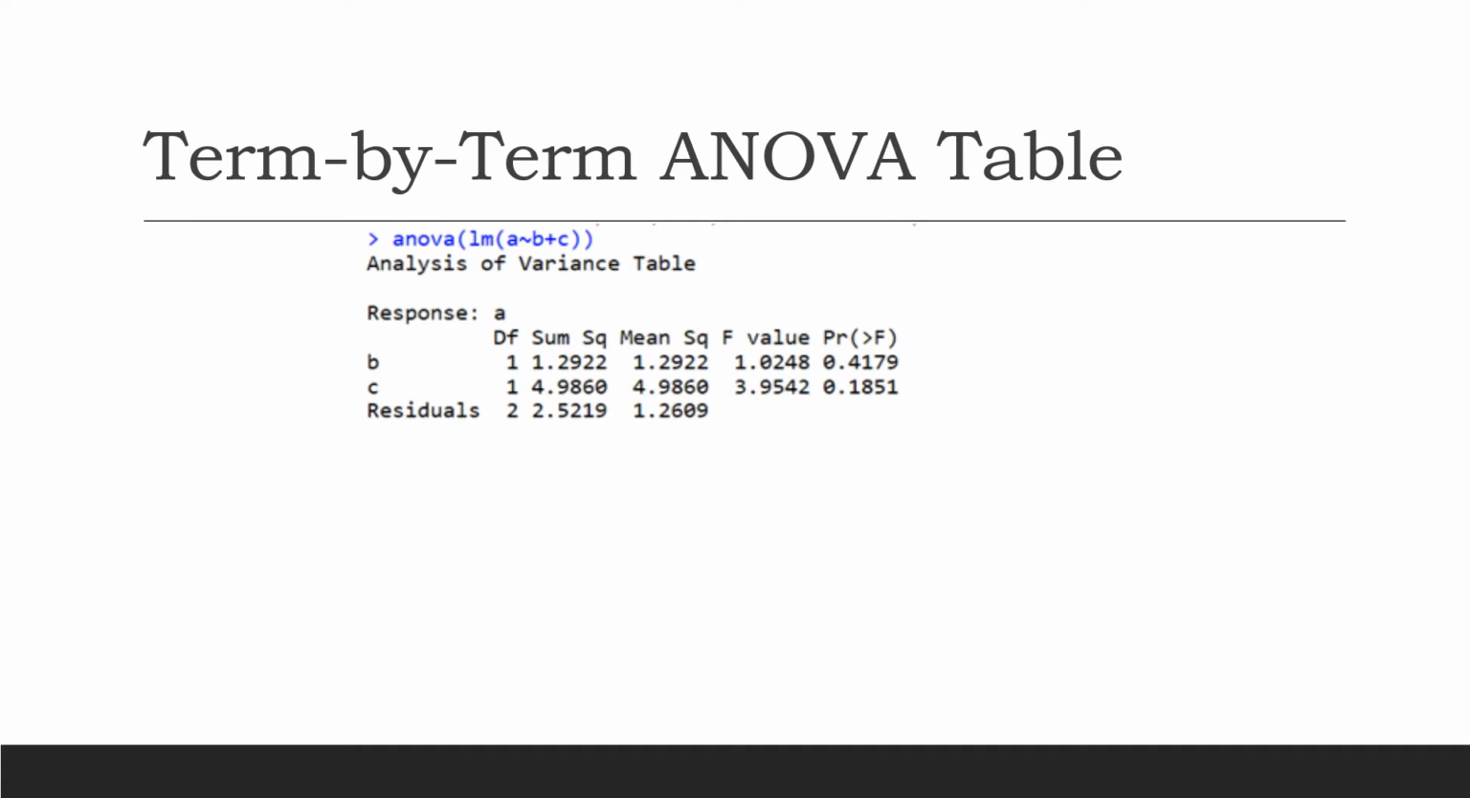Now the whole model ANOVA table allowed us to do whole model tests. The term-by-term ANOVA table is going to allow us to do tests on individual terms that we've included in the model.